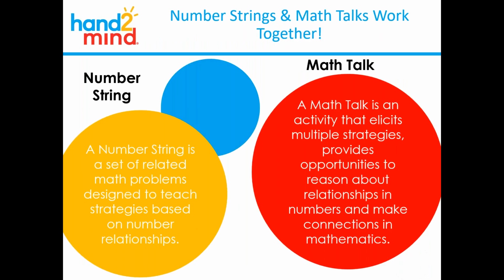But what we've talked about today is that you need to recognize that number strings and a math talk work together. You need both. Number strings are related problems designed to teach strategies based on number relationships. They bring out the strategies. We're catching the strategies. We're not telling them step by step what to do. A math talk is an activity that elicits multiple strategies and provides opportunities to reason about relationships and numbers and make connections in mathematics. Think about automaticity. We have to give them opportunities to reason. Math talks do a really nice job of that.